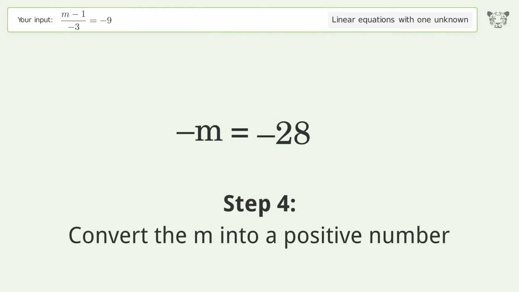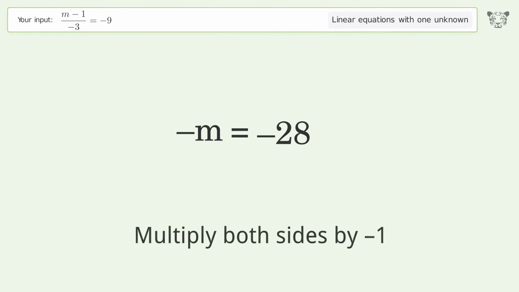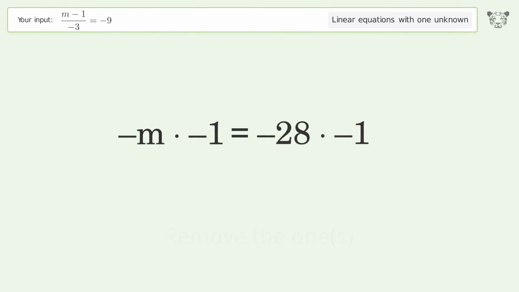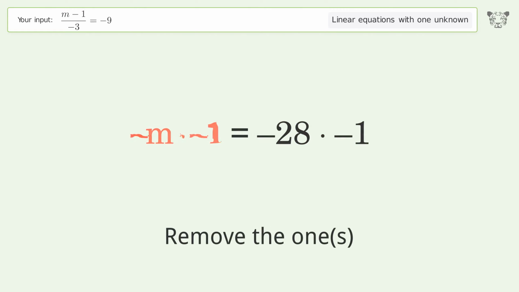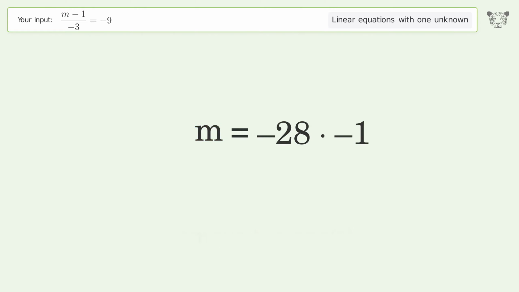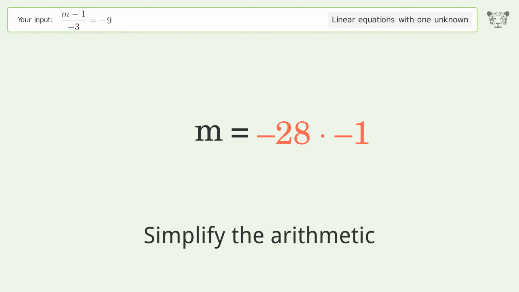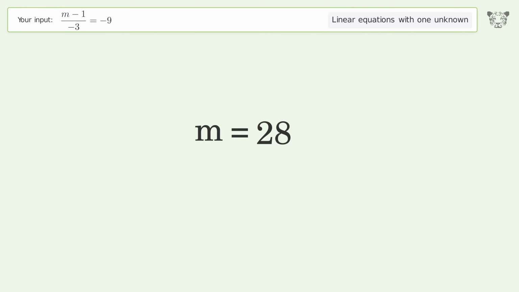Convert the m into a positive number. Multiply both sides by -1. Remove the ones. Simplify the arithmetic. And so the final result is m equals 28.